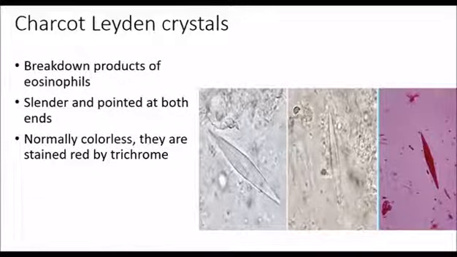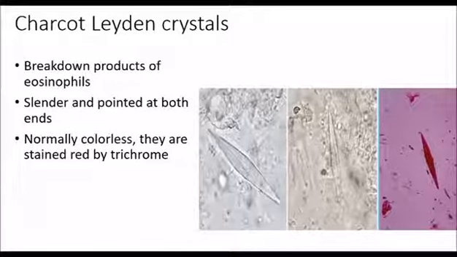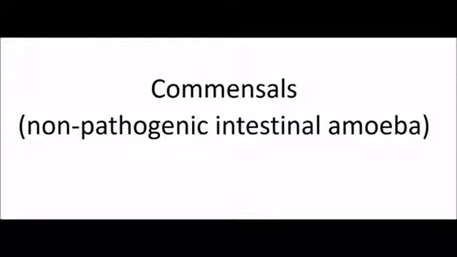And something that you may see with Entamoeba histolytica when you're examining a stool prep is something called a Charcot-Leyden crystal, and you can see that on the right. Those are those elongated diamond-shaped crystals that could be found in the stool. And these are the breakdown products of eosinophils. They are slender and pointed at both ends, normally colorless, but they will stain red when you're dealing with a trichrome stain. Let's talk about the commensals real quick.